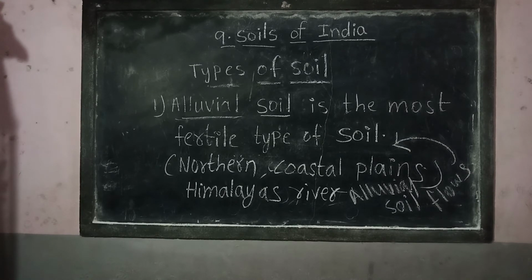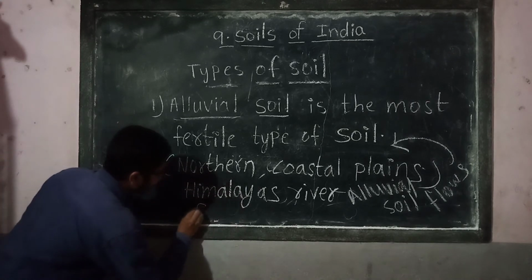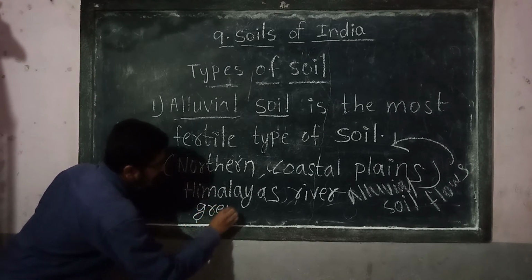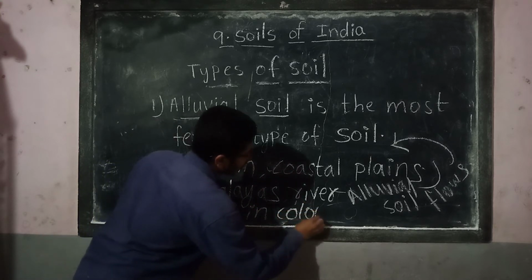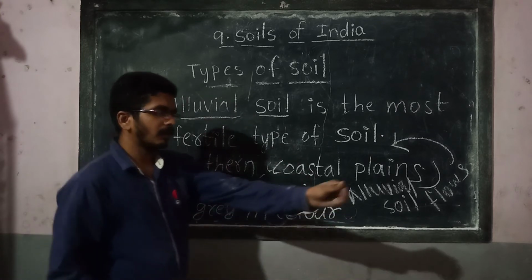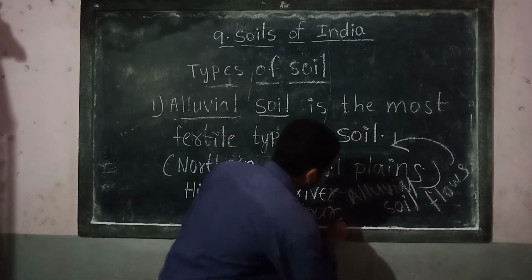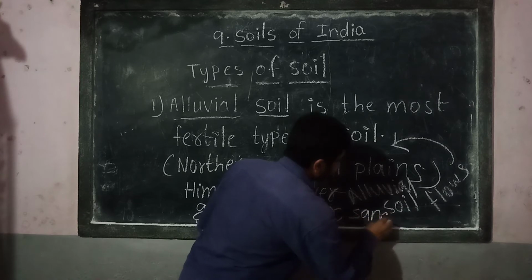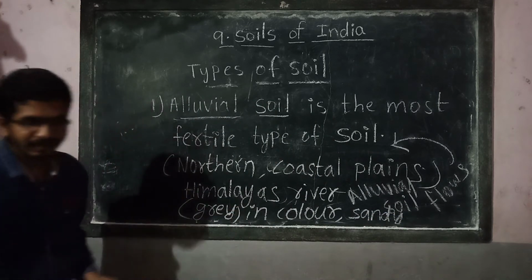Here it is sandy and gray in color. You have to write gray color. Sandy means like powder type, you can hold it like this and pour it, right? Sandy. And it is gray in color. Remember the color name, it is gray in color.